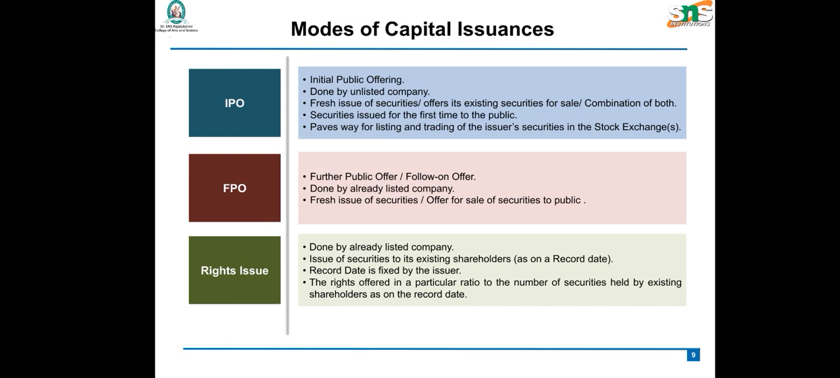An FPO, that is follow on public offering, is otherwise called a further public offer or follow on offer. It is done by already listed companies. If they want further funds or additional capital for the business, then the already listed companies will issue shares in the market for additional capital. A fresh issue of securities and offer for sale are examples of FPO.